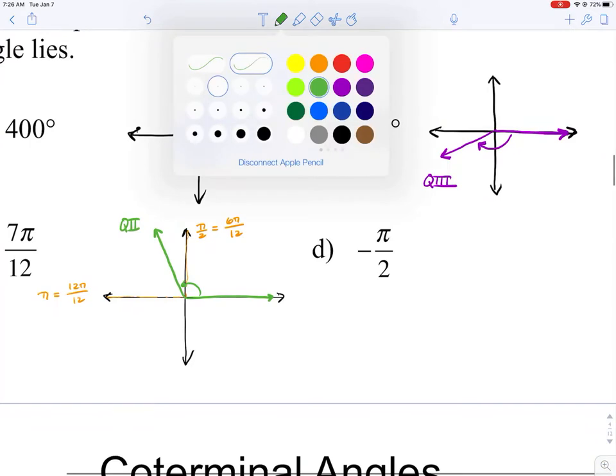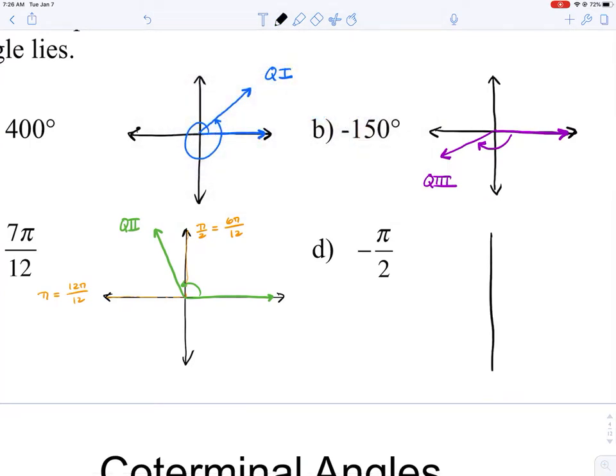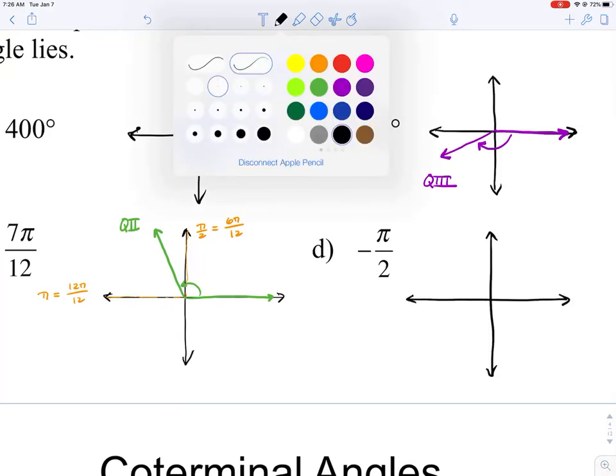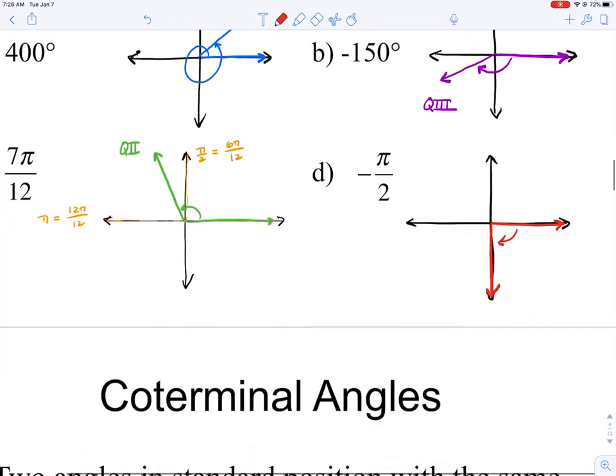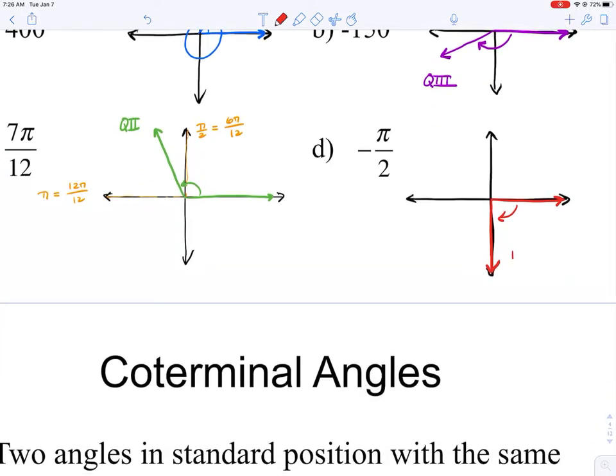And then negative pi over 2, a negative angle, so rotating in the clockwise direction. Okay, so negative pi over 2 is actually going to terminate along the negative y-axis.